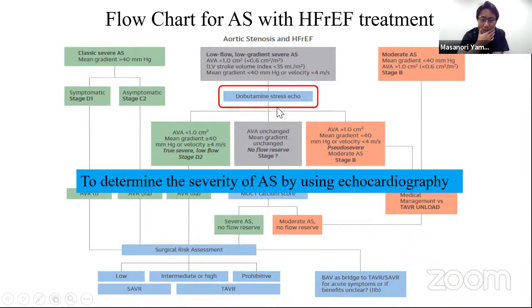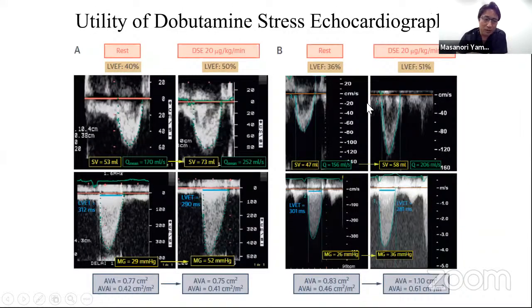And after the diagnosis of the severity of aortic stenosis, for some patients, the diagnosis is true aortic stenosis or pure moderate aortic stenosis. And as the chairman also presented, the utility of dobutamine stress echocardiography: the patient in panel A shows, after the dobutamine stress echo, the mean pressure gradient is increased from 29 to 52. So this patient is clearly diagnosed as severe aortic stenosis.